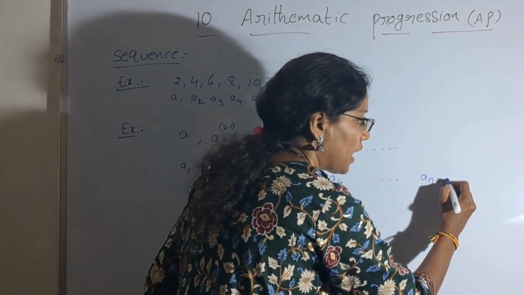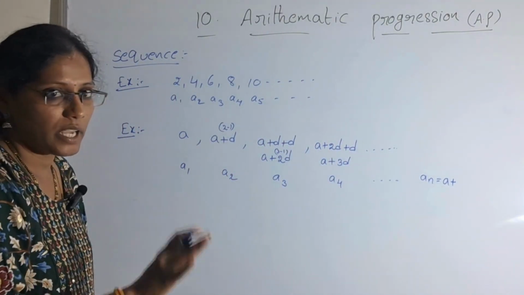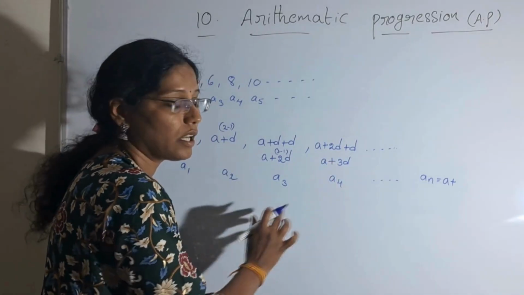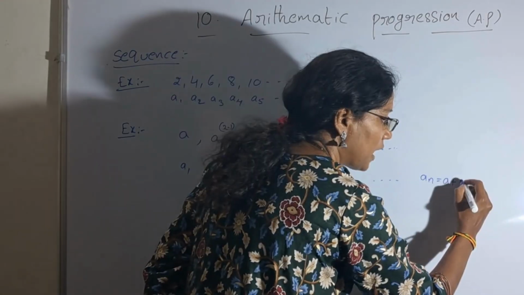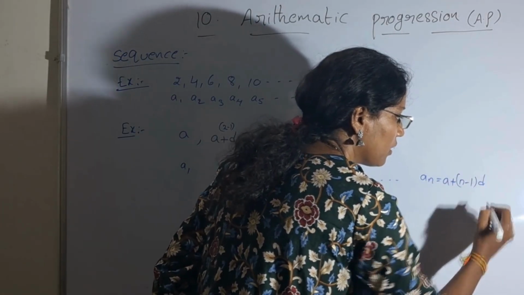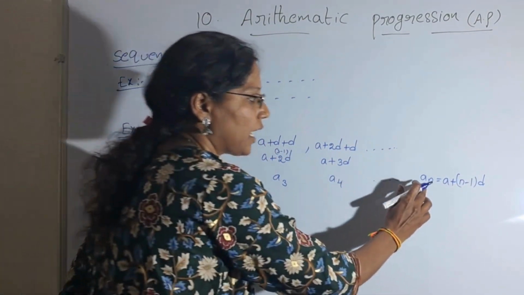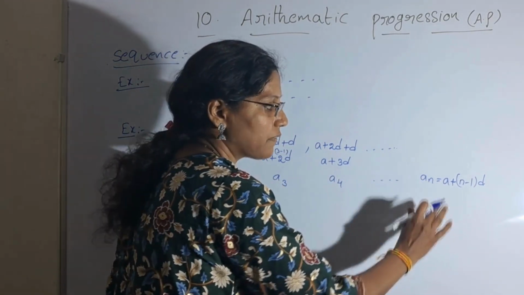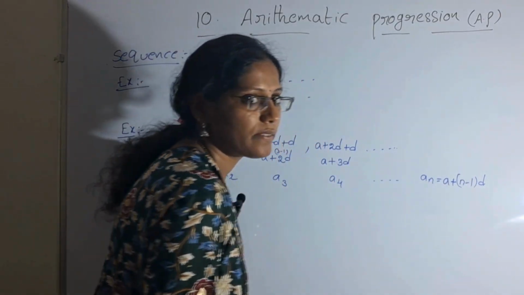Here A is common. Each term A is the common. Plus here D terms, how many it will come? Fourth term is 3 terms. Here nth term is N minus 1 D will come. This is nth term of AP. Here An is nth term of AP. A is the first term, N is the number of terms and D is the common difference.